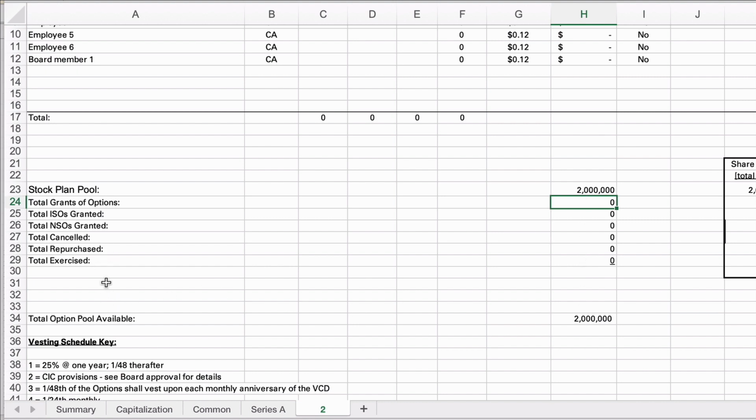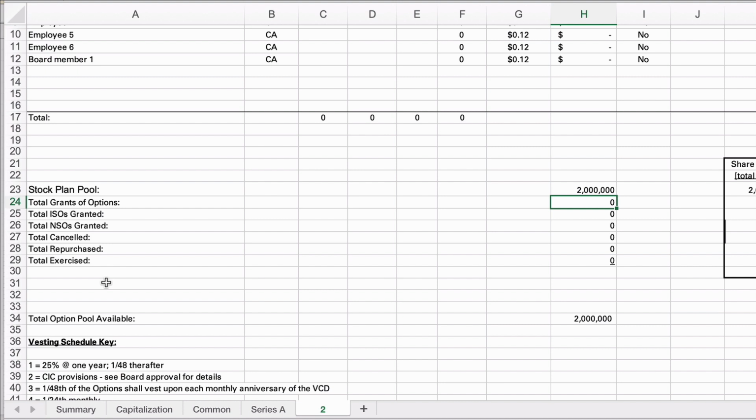Now what are these other things? Because I know you're wondering what they are. The first one is ISOs. What is that? That is an incentive stock option granted. This is for your employees. That's typically what this would be. It's an internal thing for top management, your employees. This is what they get.